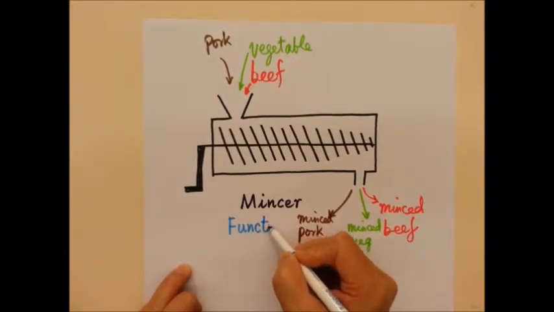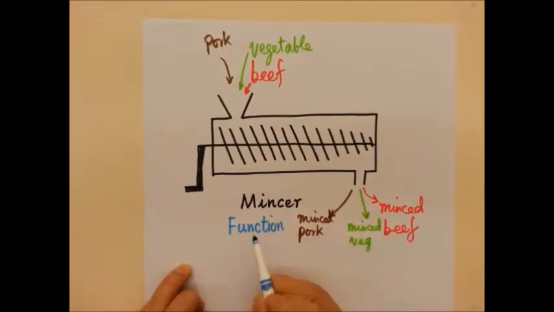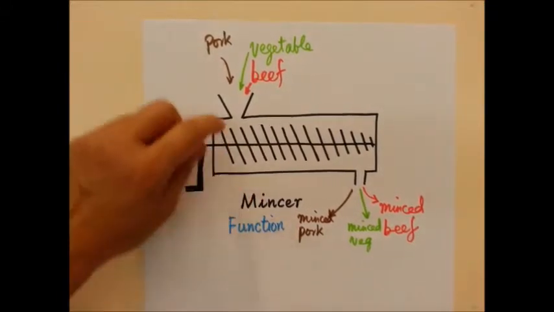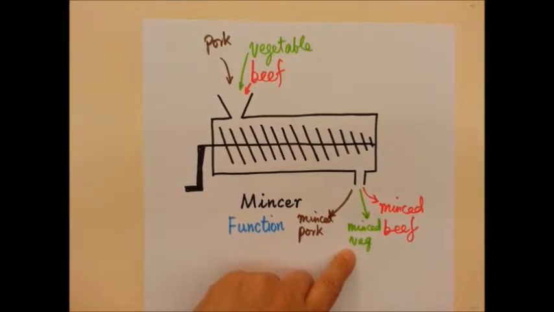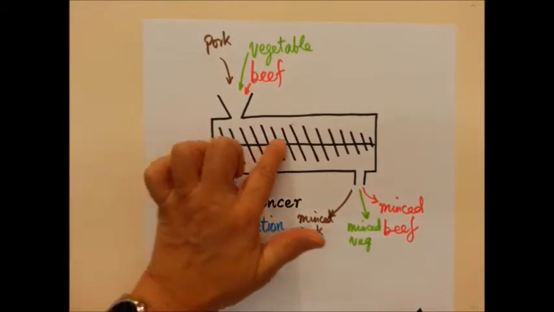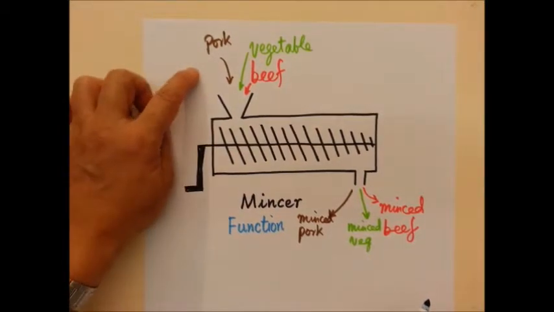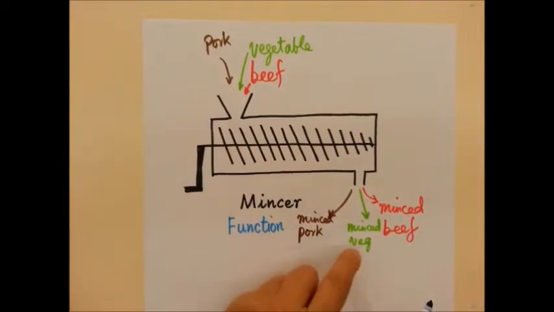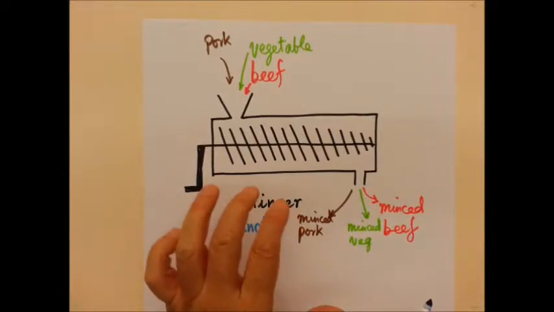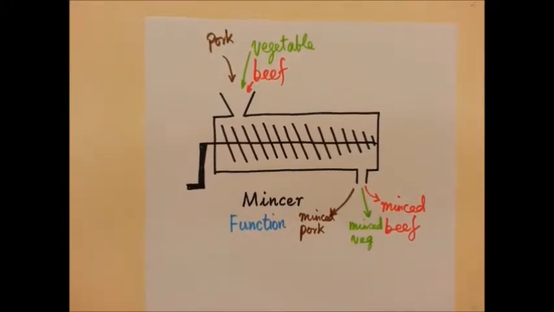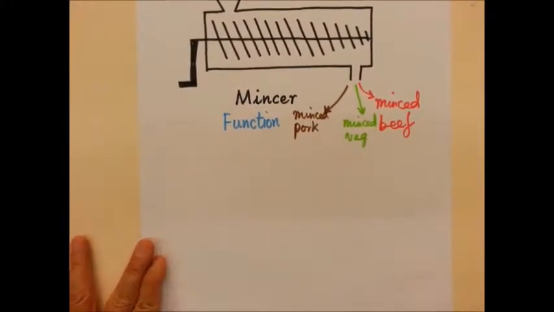So in this case, we say the mincer is a function. It will turn the pork into the minced pork, the vegetable into the minced vegetable, and the beef into the minced beef. So if I put the fish inside, the minced fish will come out, right? This is a function. Or I represent in another diagram like this.